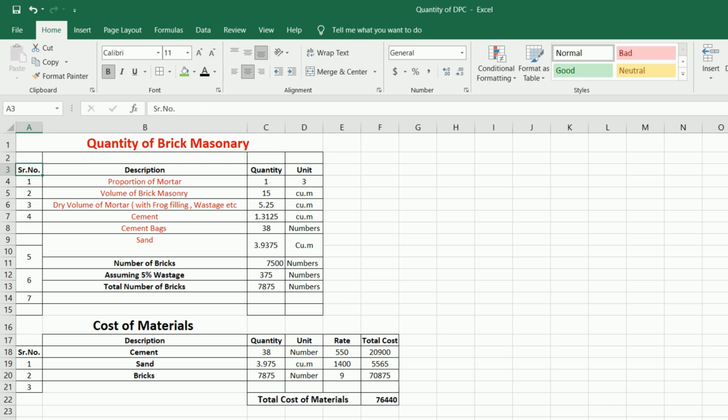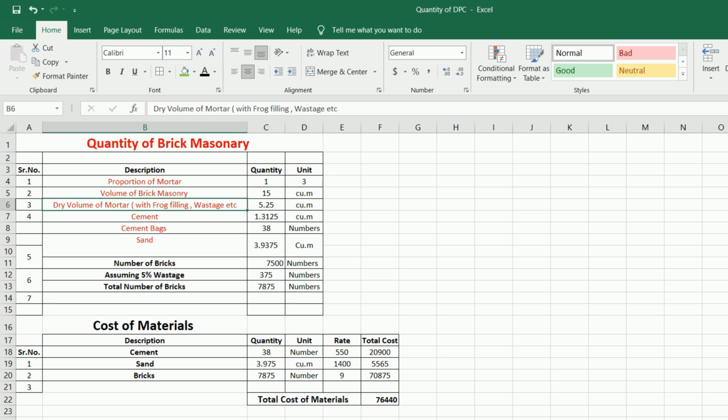Guys, you can see in the first column we have serial number, second description, third quantity, and fourth unit. Suppose the proportion of mortar is 1:3, where 1 part is cement and 3 parts are sand for binding brick masonry.